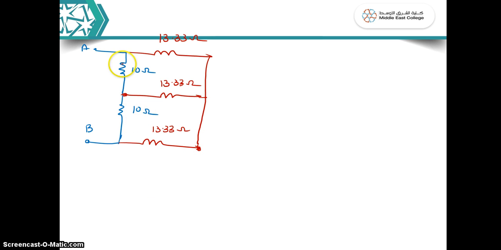So again, now this point is common, so three branches, 3 resistors are meeting here. You cannot consider these resistors either series or parallel. So again we have to go for another delta to Y conversion. See, it's become like a previous network.